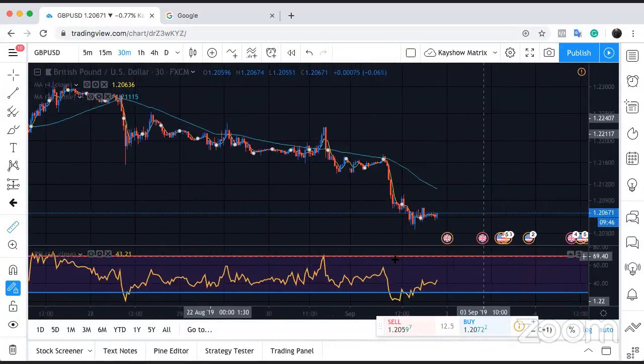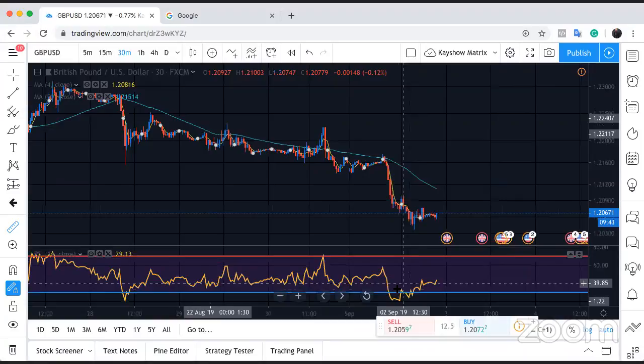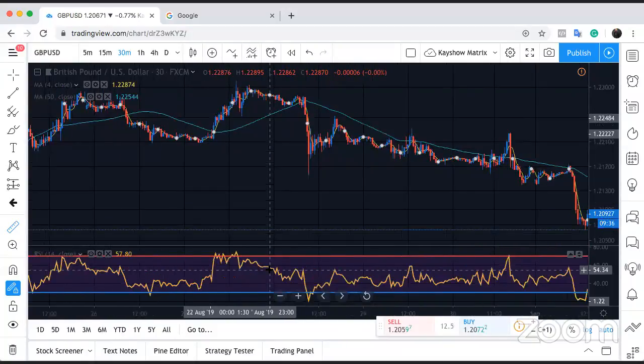All right, so that's it, guys. It is very, very, very simple. It's not hard at all. That is how you use your RSI, your moving average.